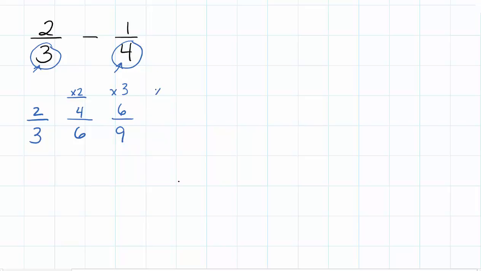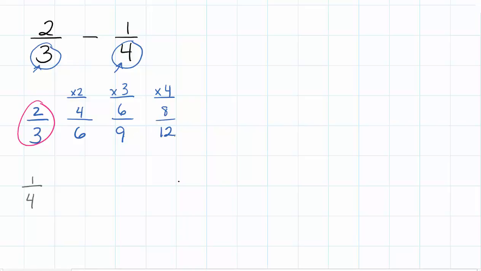So far, I'm doing all right. I'm going to try 4. 4 times 2 is going to give me 8, and 4 times 3 is going to give me 12. So now let me try it with 1/4. We started with 2/3. Let me try 1/4 and see if we can find something that's a common denominator.